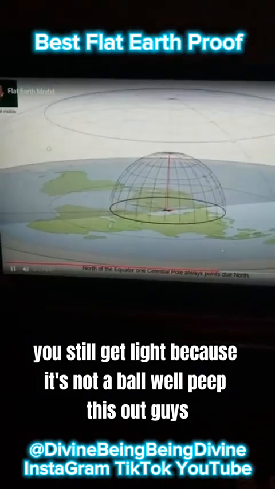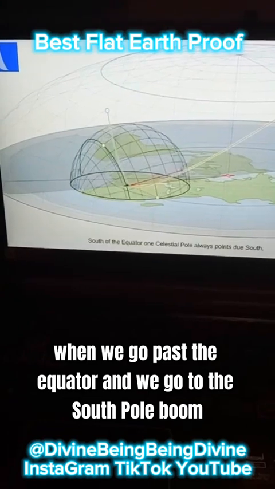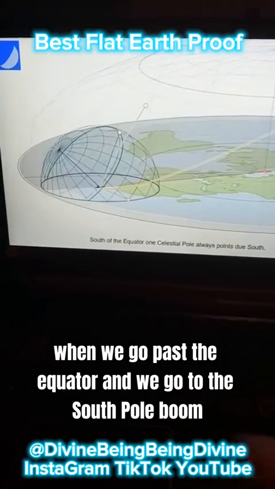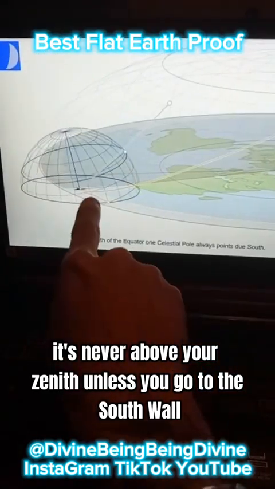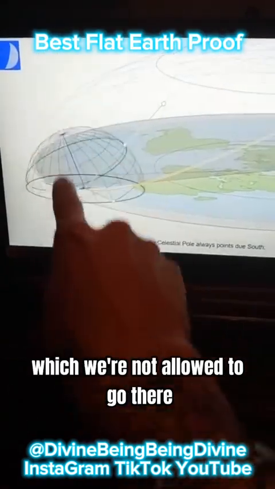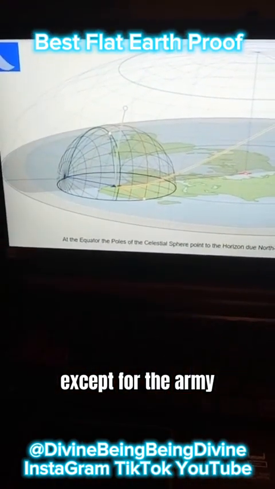Well, peep this out, guys. This is very interesting here. Look what happens when we go past the equator and we go to the South Pole. Boom. The South Pole is near the horizon. It's never above your zenith unless you go to the South Wall, which we're not allowed to go there. So no one ever takes pictures of the South Pole directly above your head except for the Army.